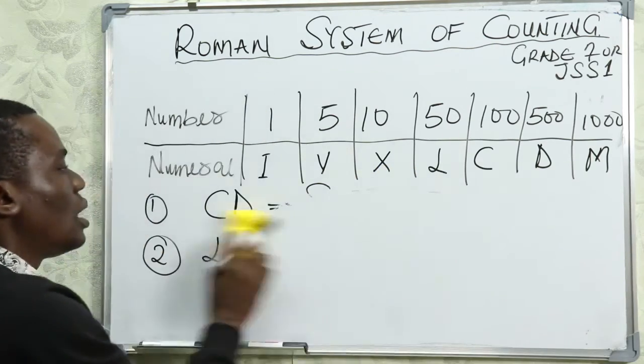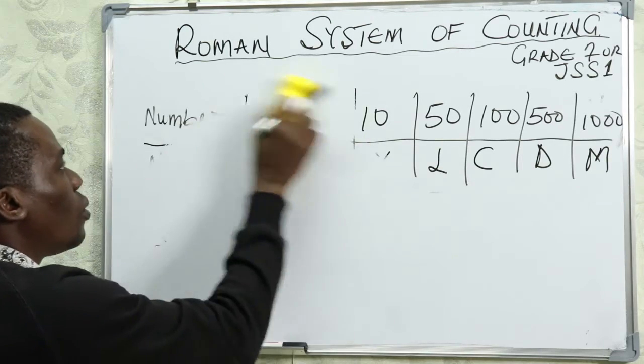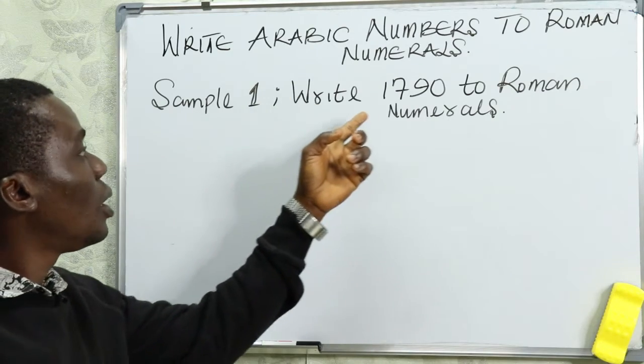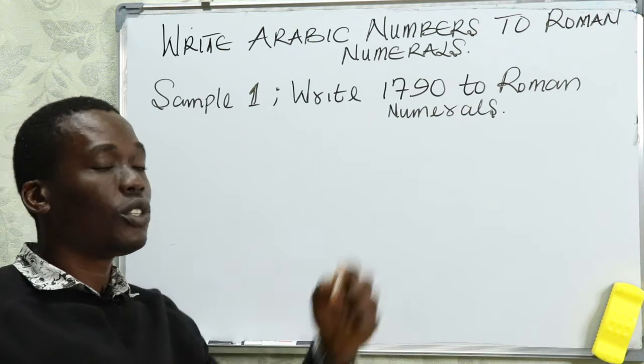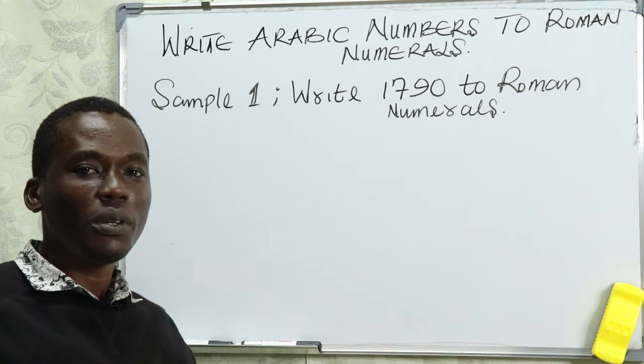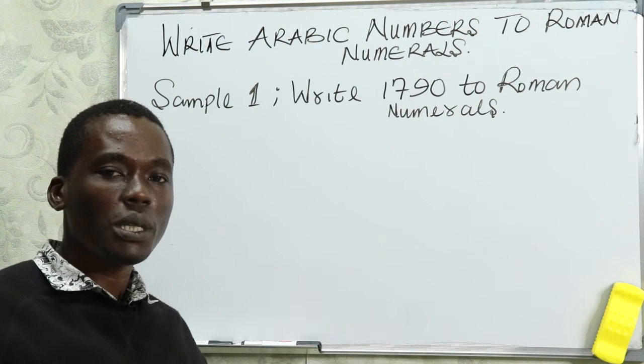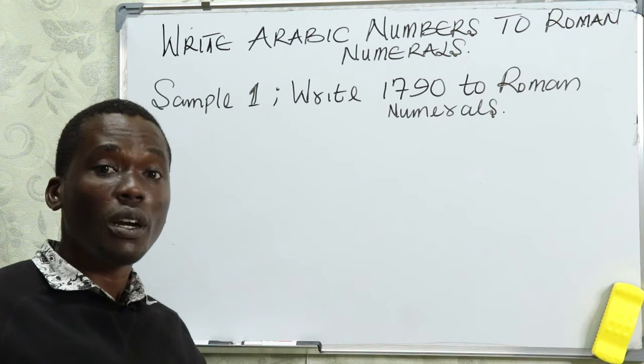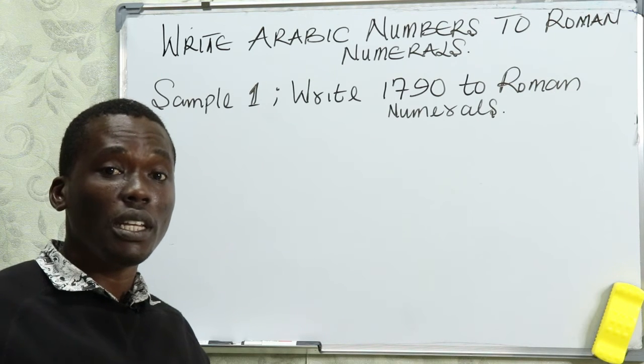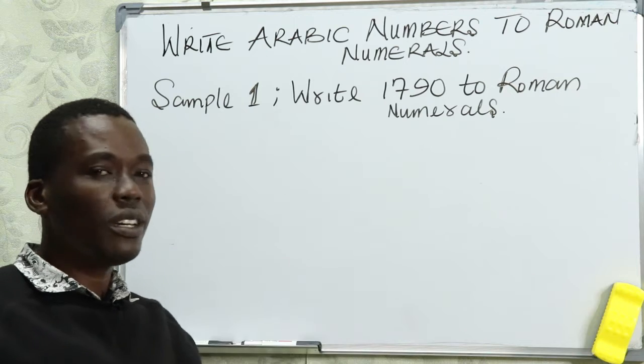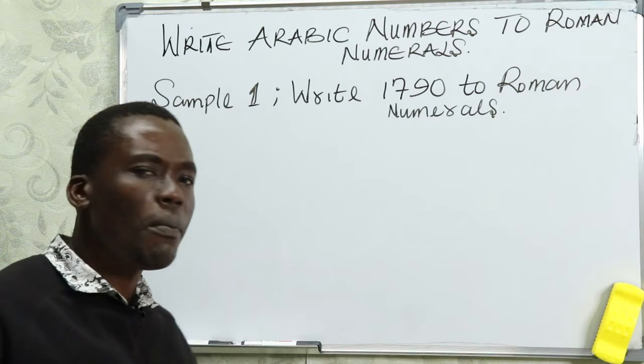We're going to look at example number 1. The example we'll be taking here is: write 1790 in Roman numerals. In most of your exams, especially the BECE, NECO BECE, or the ERC, if you are taking ERC for some schools, you'll be seeing questions like this. So, how do we go about doing this?